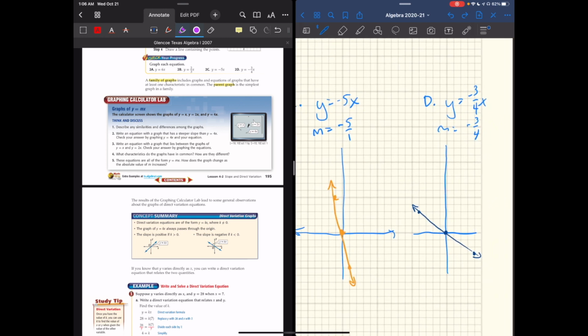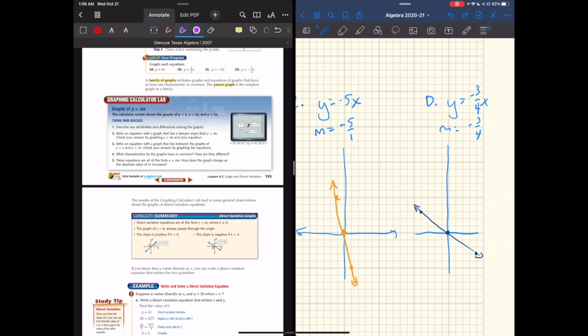And then on check your progress 2D, y equals negative 3/4 x. The slope is negative 3/4, rise over run again, negative 3/4. And so from the origin, you can see I went down 3 to the right 4, or up 3 backwards 4.